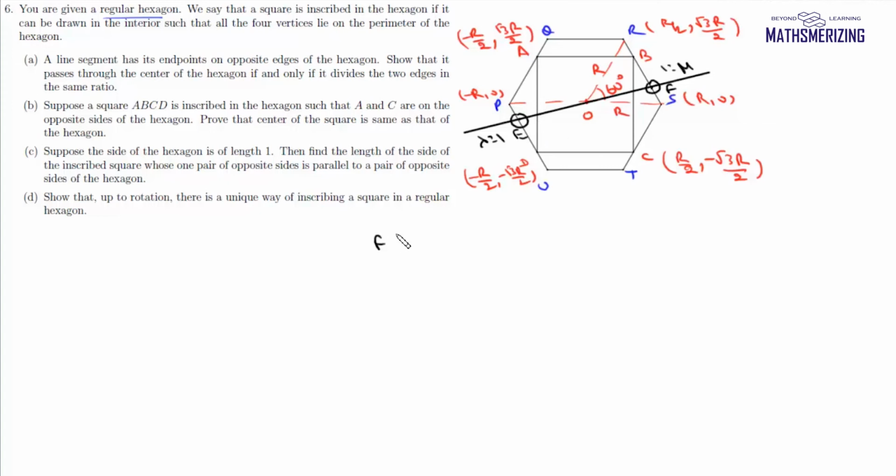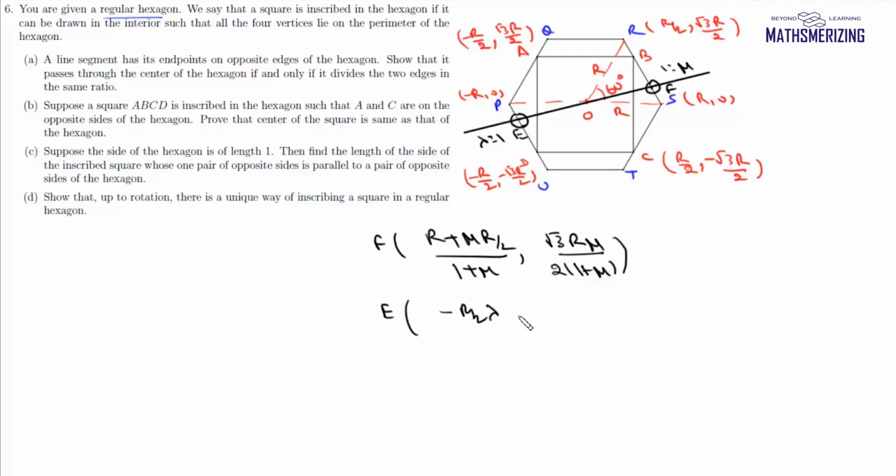Now the coordinate of this point F will be (R plus mu R by 2) upon (1 plus mu), and its y coordinate will be root 3 R mu upon 2 (1 plus mu). Now in the same way we can write the coordinates of E. So this E will be (minus R by 2 lambda minus R) upon (lambda plus 1), and here it will be minus root 3 R lambda upon 2 (lambda plus 1).